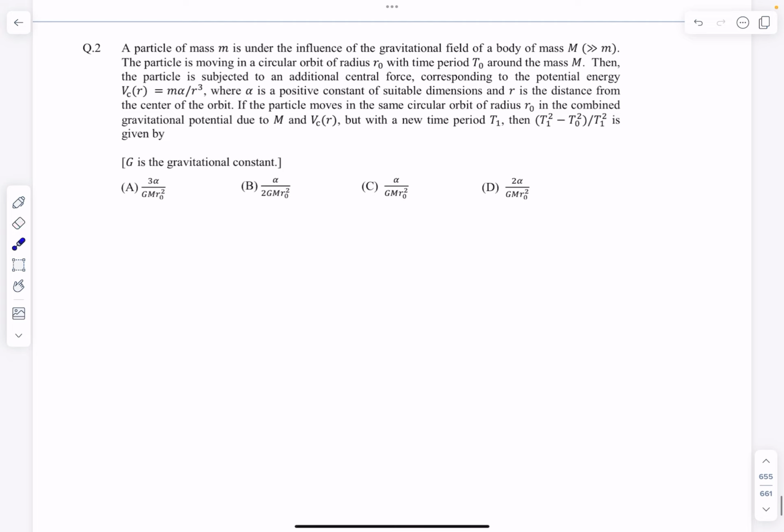Okay guys, so this is again a problem from gravitation and central force motion. There was a problem from central force motion in the first paper as well. So here we have a particle of mass m that is under the influence of a gravitational field of a body of mass capital M. The mass of capital M is given to be orders of magnitude greater than small m. So the particle is moving in a circular orbit of radius r0 with a time period of t0 around the mass M.